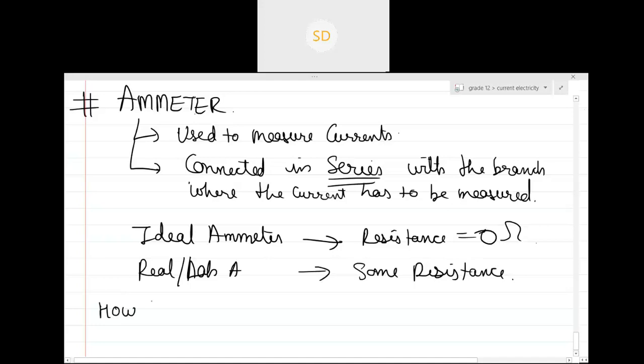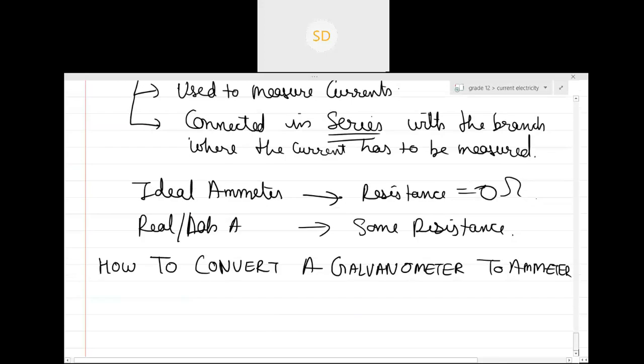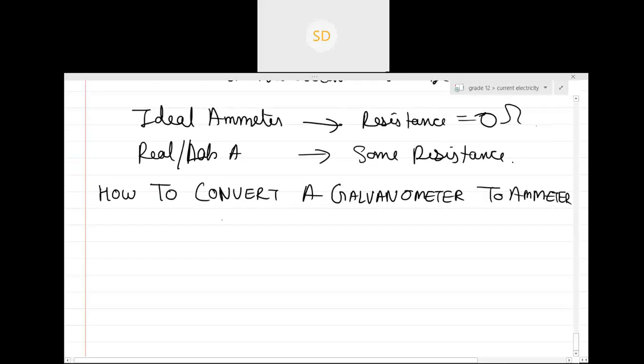Now the question comes: how do you make an ammeter? So how to convert a galvanometer to an ammeter? Basically, we make the ammeter with the help of a galvanometer only. But see what sorcery we are doing. See how we do it.